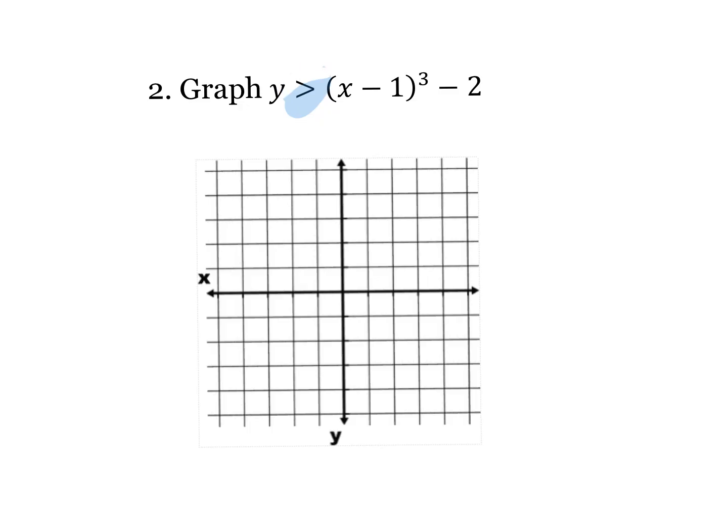Okay. X cubed looks like this. Where are we taking this? To the right 1. Right 1. Down 2. Down 2. Right 1. Down 2. If we went right 1, down 2.